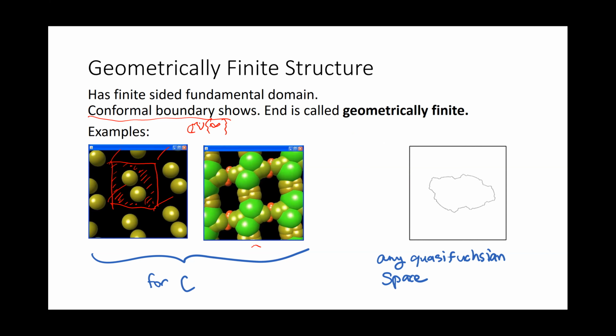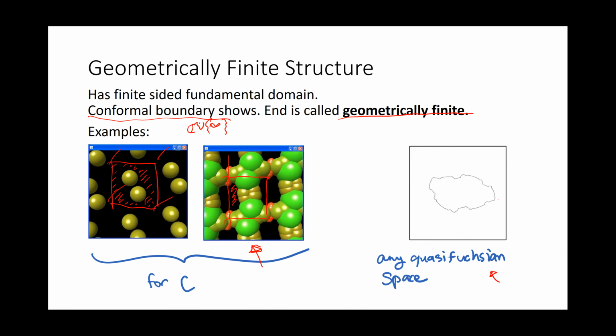So this one here is a little bit more complicated geometrically finite structure. I can try and draw a fundamental domain, probably looks something like this, I think. But again, you've got this region here that's showing this conformal boundary. So we're going to call these ends, these regions with conformal boundaries, geometrically finite. And then similarly, any quasi-Fuchsian space is also geometrically finite. I haven't drawn for you a finite-sided fundamental domain, and I'm not going to dwell on this, but you can take the convex hull of this limit set here, and that will give you something finite-sided in 3D in the case that it's quasi-Fuchsian.